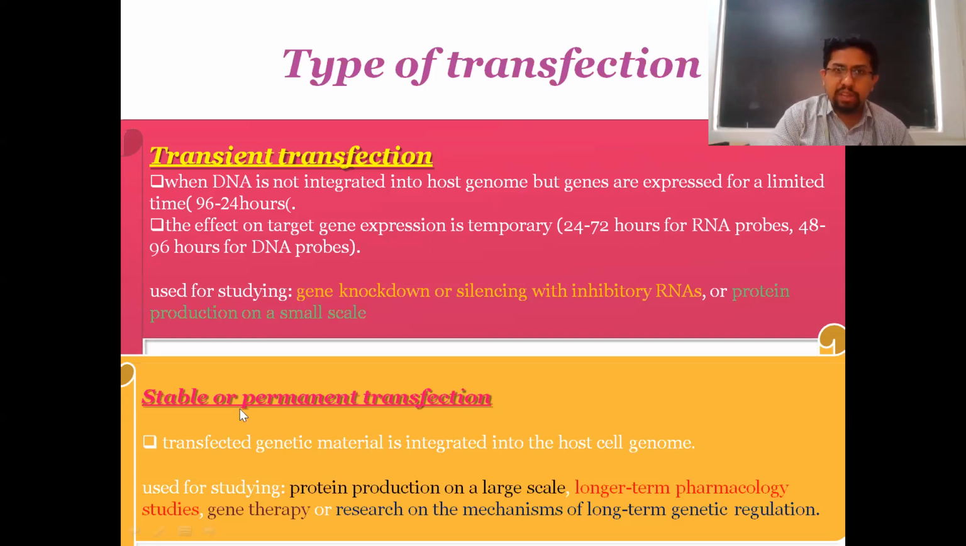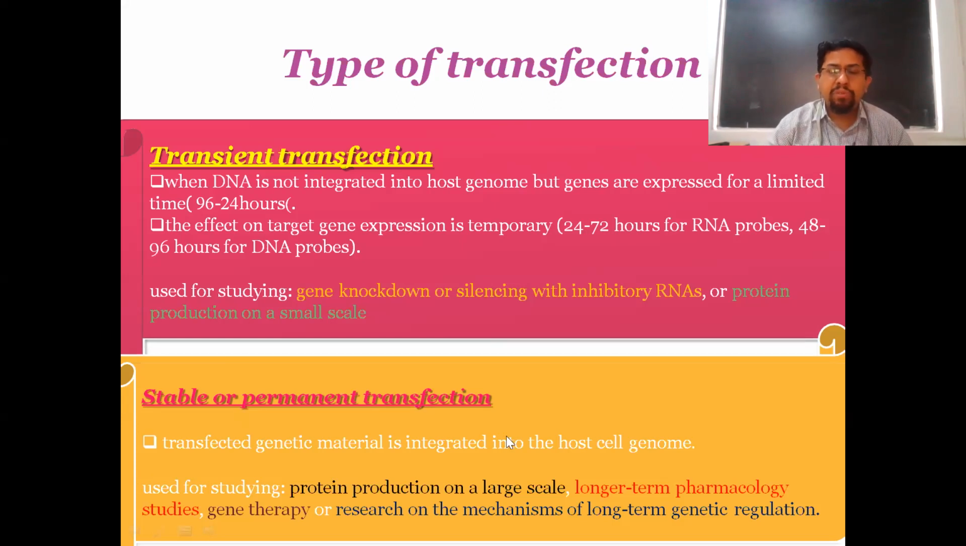Whereas if your DNA doesn't integrate into the genome and exists in the extranuclear space, then that becomes transient transfection. Transient transfection usually will be active for about 24 to 72 hours, sometimes 96 hours, after which the DNA you have introduced might be degraded. So this is used to silence certain gene expressions. That is the purpose of transient transfection.